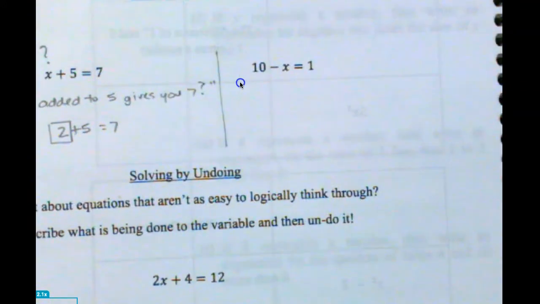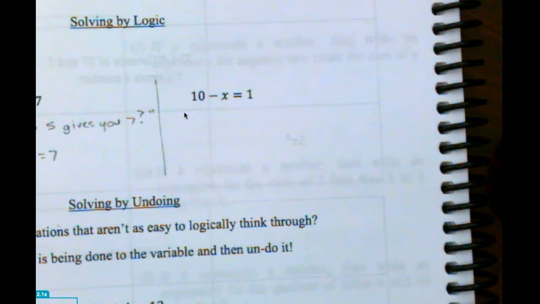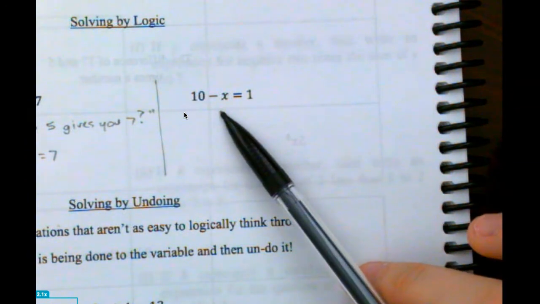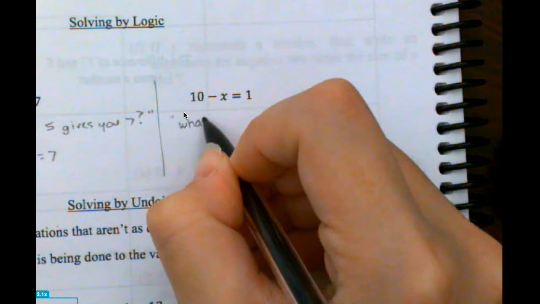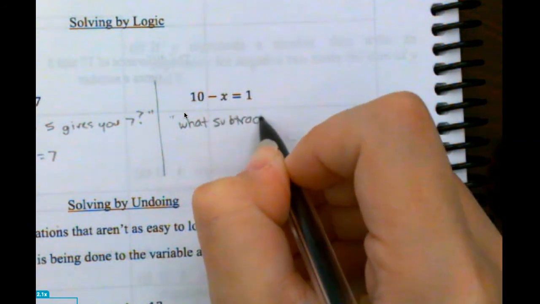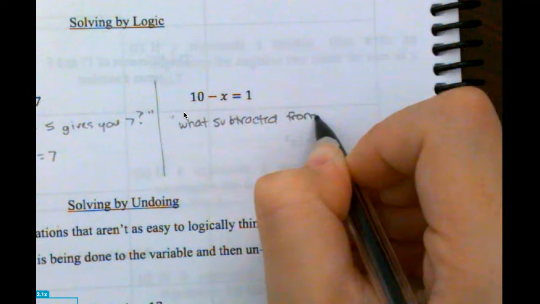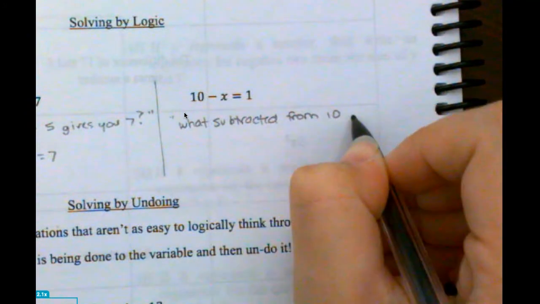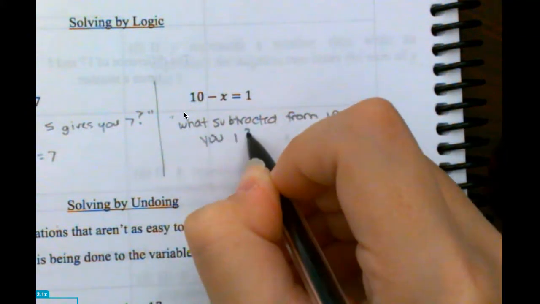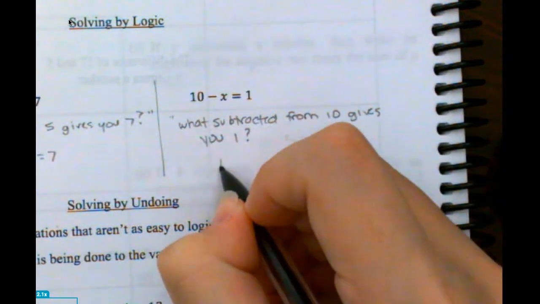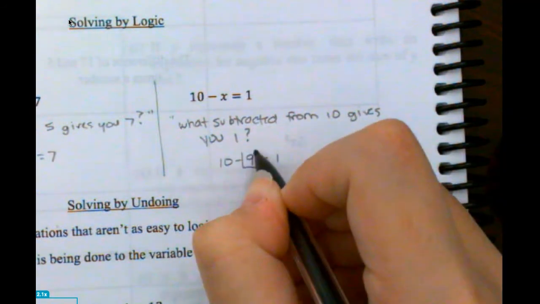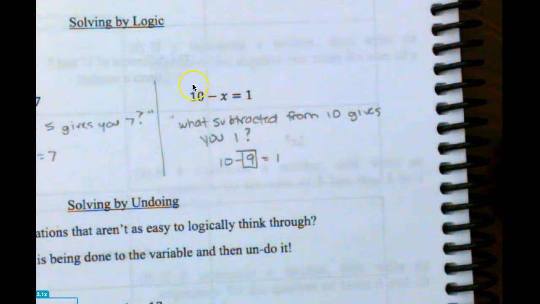Similarly, for 10 minus x equals 1, I'm asking myself here, what subtracted from 10 gives you 1? That's the question, right? So if I'm thinking about that, okay, what number do I take away from 10 to give me an answer of 1? The answer has to be 9. 10 minus 9 equals 1. So this is solving by logic.